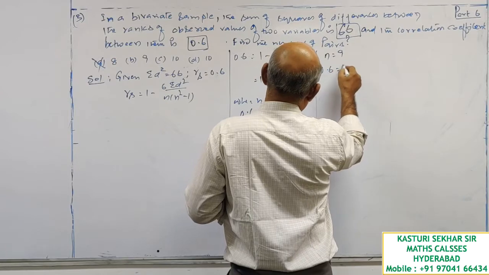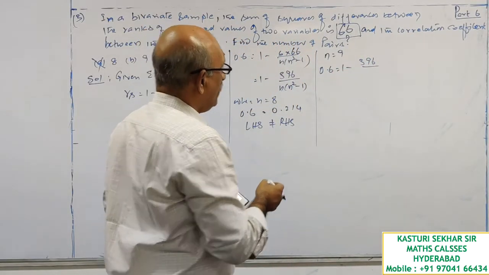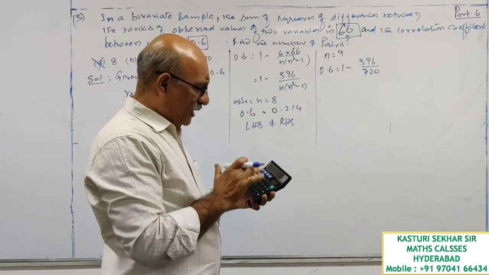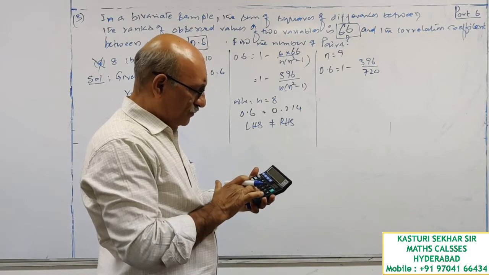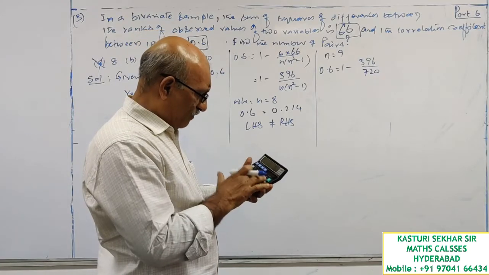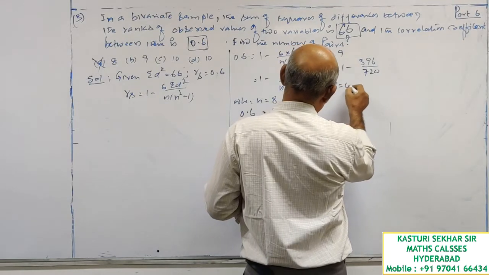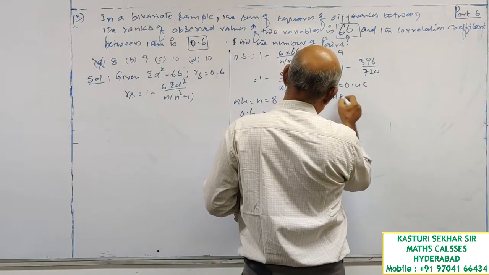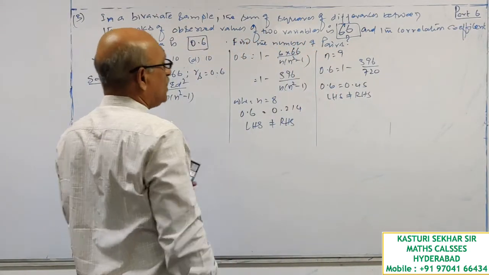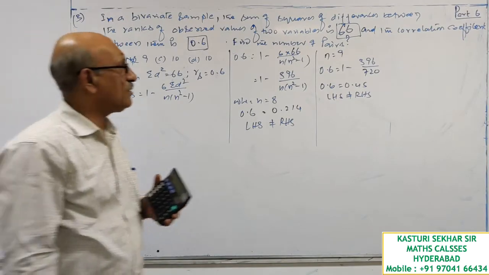So let me take n is equal to 9. 0.6 is 1 minus 396 divided by 720. 396 divided by 720 is 0.55. 1 minus 0.55 is 0.45. Left hand side is not equal to right hand side. N is equal to 9 is also not the answer.